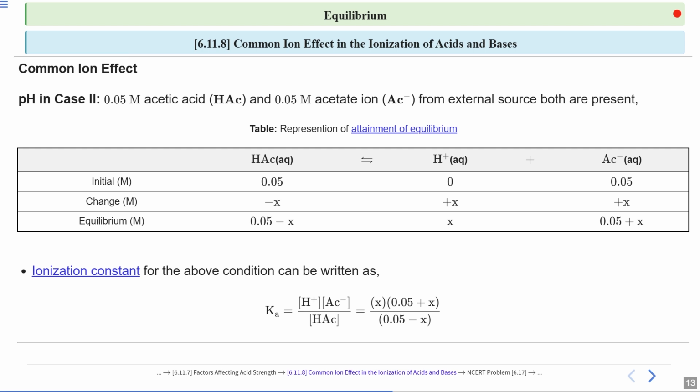We know it very well that K is nothing but an equilibrium constant in which we take the concentration of the product divided by the concentration of reactant.